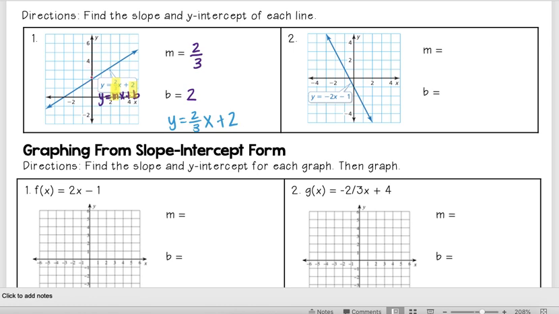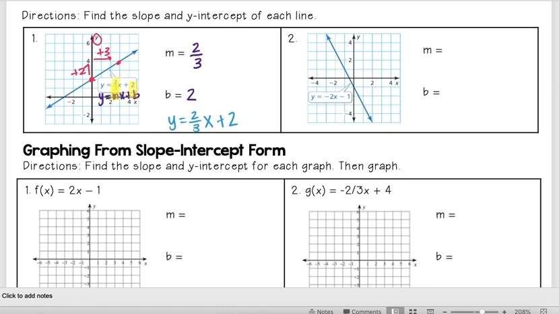So I see I have a point here and a point here, and I say I go up 2, to the right 3, so I have my rise over run is 2/3. And then if you remember from Monday of this week, my y-intercept is just where my graph crosses the y-axis. And so I see my y-axis being right here, that point is in fact at 2. So you can kind of check your work that way.